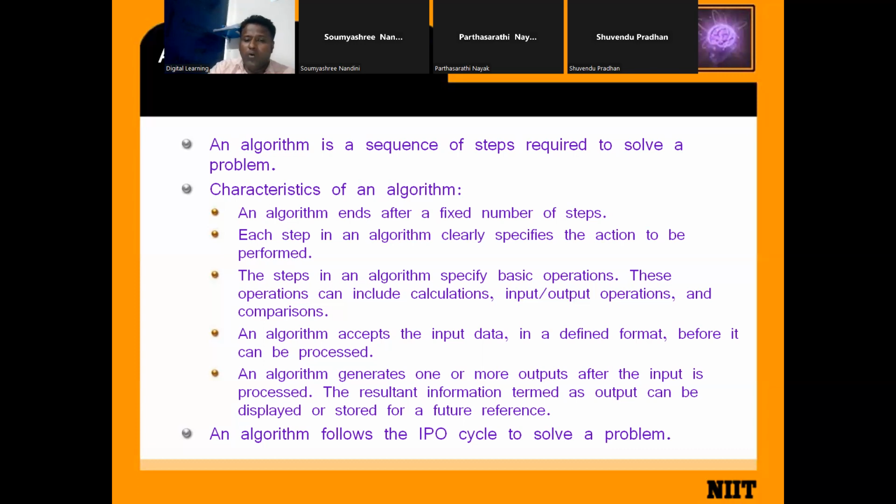An algorithm generates one or more outputs after the input is processed. But in an algorithm, the process generates one or more outputs. An algorithm also follows the IPO cycle. Algorithm also follows the IPO cycle.